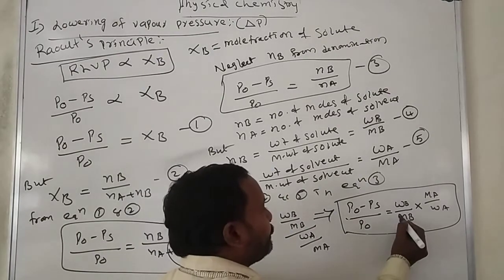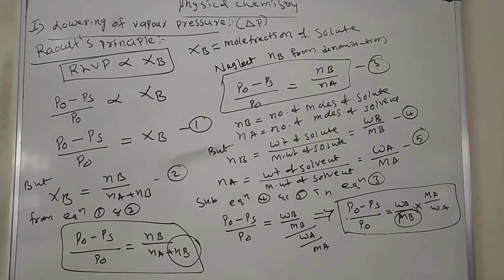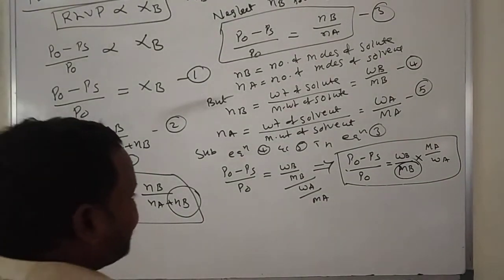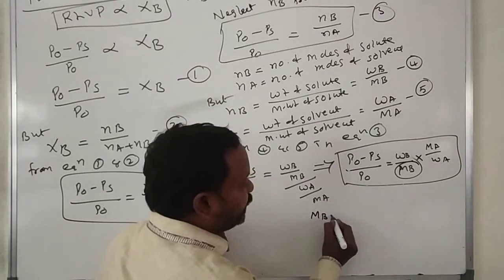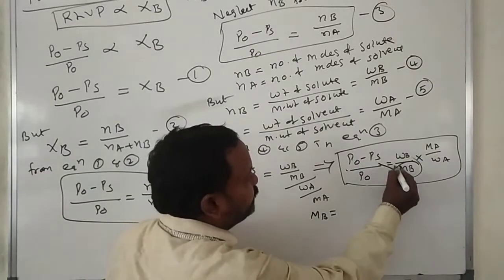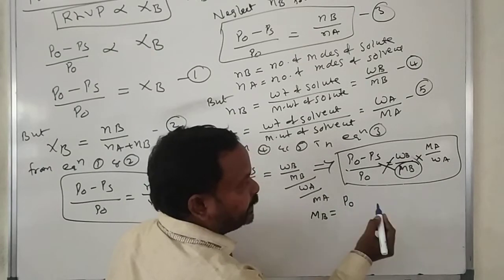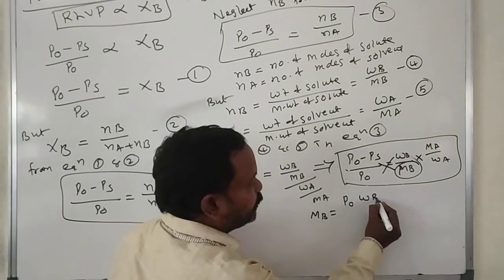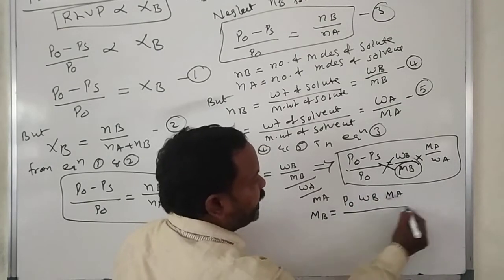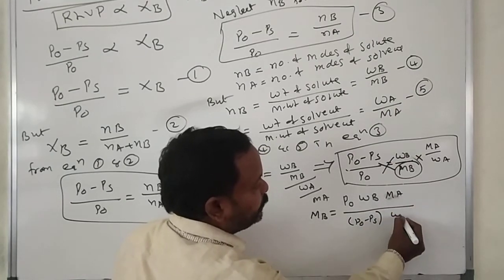How do you calculate the molecular weight of the solute by using this principle? This is the important one. From an examination point of view, they may ask to calculate the molecular weight of the solute. Mb is equal to, just take cross multiplication, P naught into Wb into Ma by P naught minus Ps into Wa.